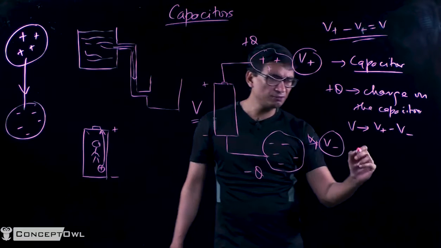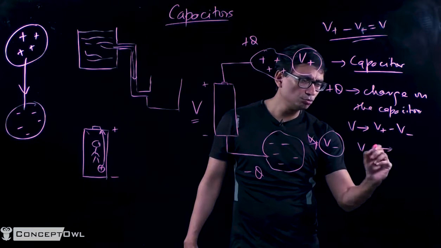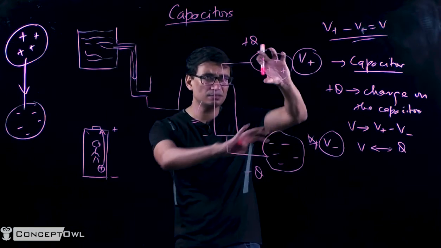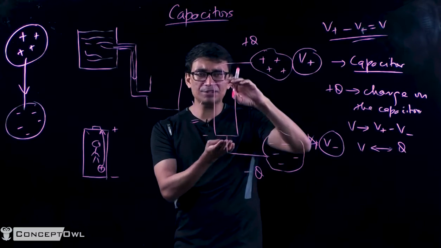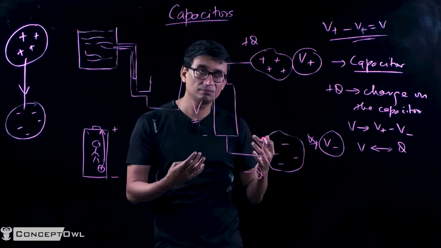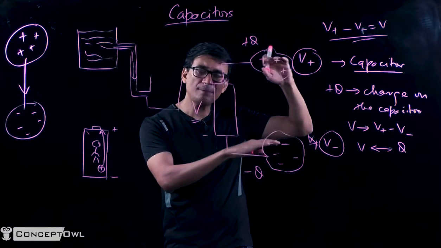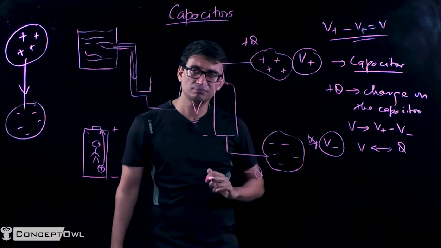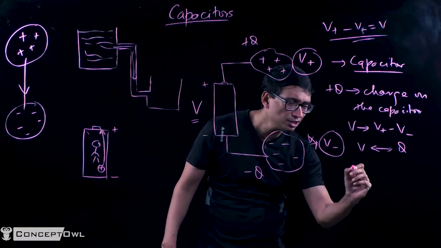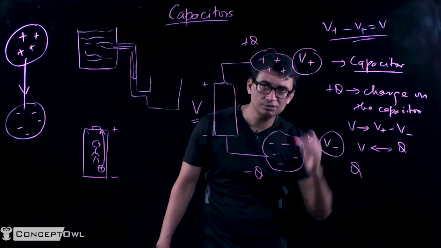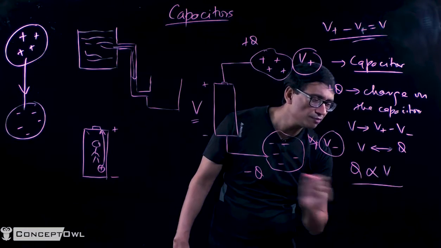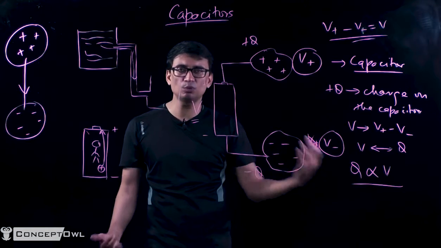What would be the relationship between V and Q? As an example, let's say for the same conductor, instead of a battery of 1.5 volts, let's say I took a 3 volt battery or a 12 volt battery, what would happen to the charge here, right? Now I'll just tell you and I'll give you the intuition behind it. Now we'll find that the Q, the charge, is going to be proportional to V.